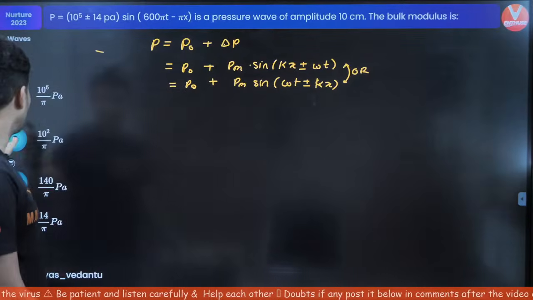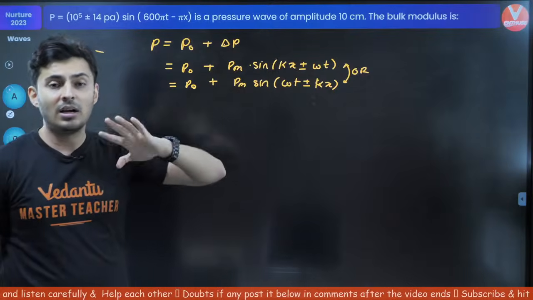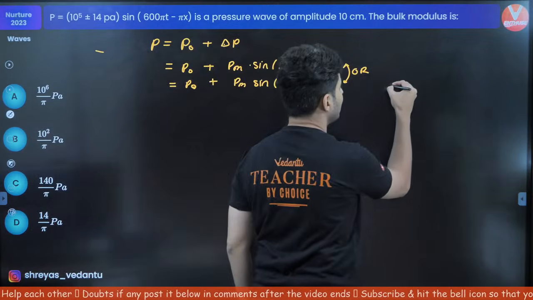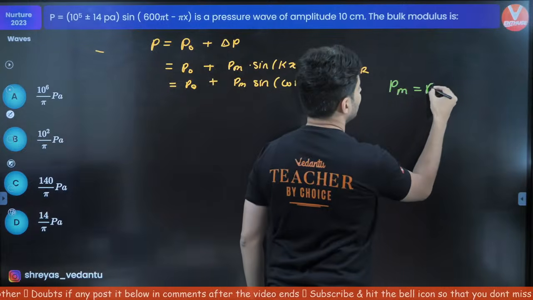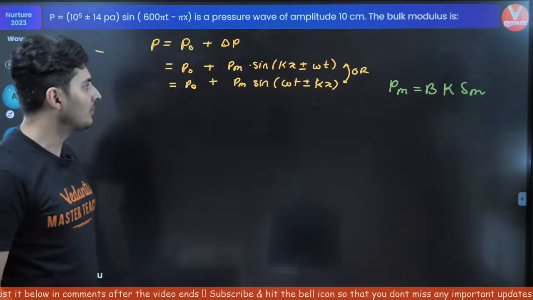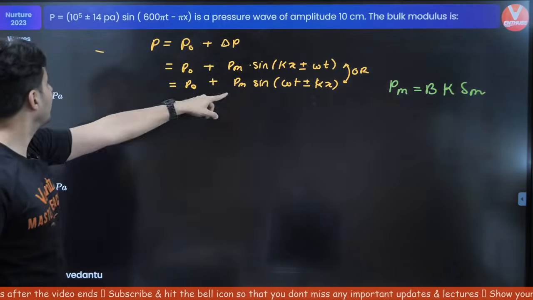Remember, I just gave you the relationship between bulk modulus, angular wave number, Pm and Sm, and I told you Pm is B K Sm. Remember this very easy relationship. Pm is B K Sm, standard relationship. Do I know the value of Pm? I think so. I can compare it and figure it out.